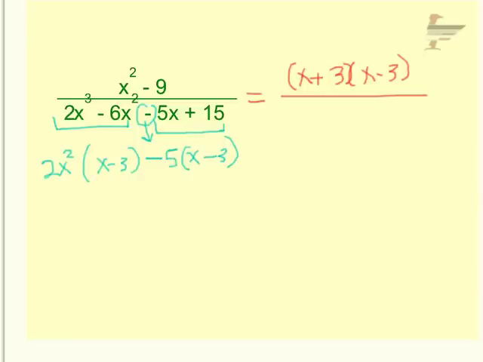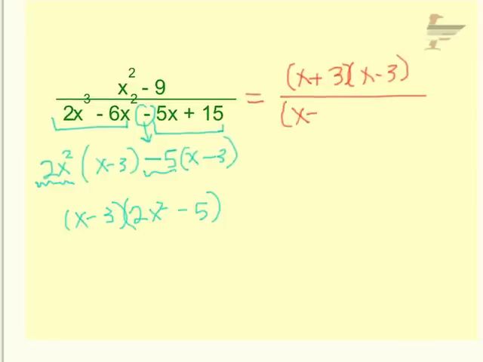So then your final answer, your x minus 3's just go into one parenthesis, and then in the other parentheses, it's just this outside stuff. You have a 2x squared and then a minus 5. So that is our factored answer. We have x minus 3 and then 2x squared minus 5.